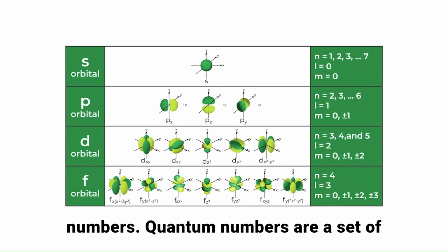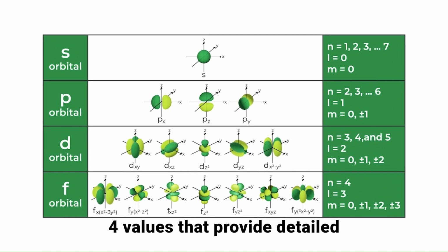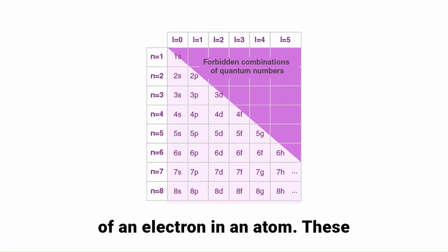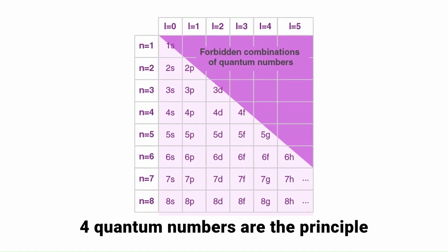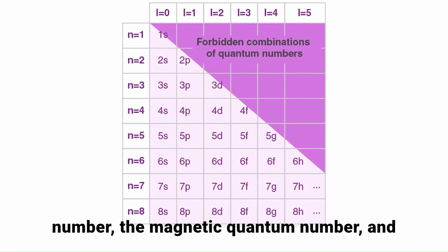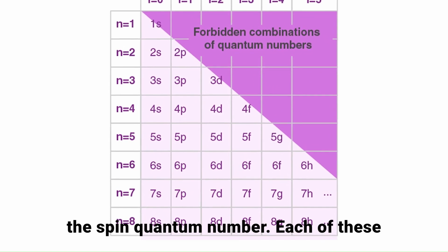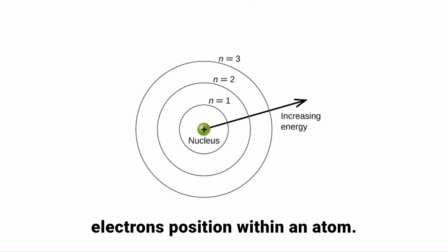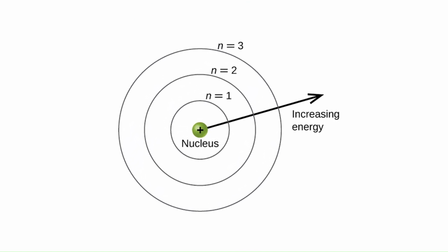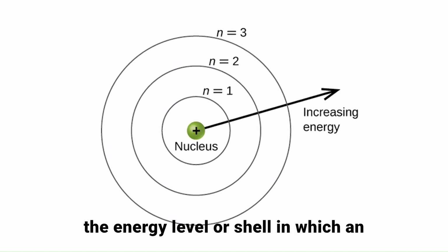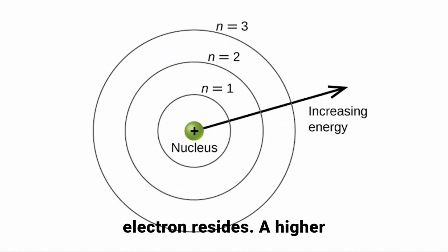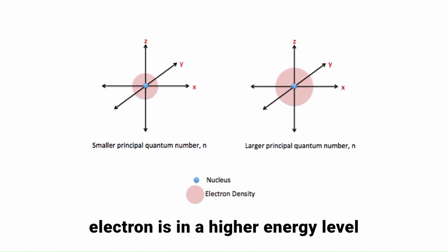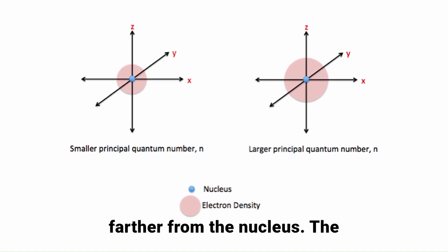Quantum numbers are a set of 4 values that provide detailed information about the position and energy of an electron in an atom. These 4 quantum numbers are the principal quantum number, the azimuthal quantum number, the magnetic quantum number, and the spin quantum number. Each of these plays a unique role in defining the electron's position within an atom. The principal quantum number determines the energy level or shell in which an electron resides. A higher principal quantum number means the electron is in a higher energy level, farther from the nucleus.